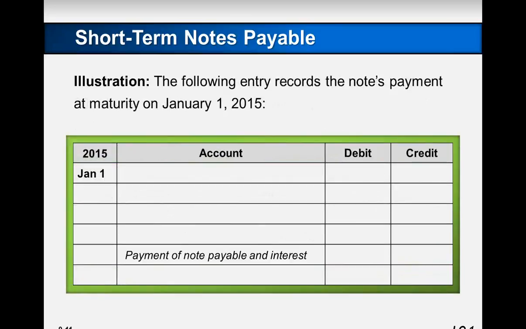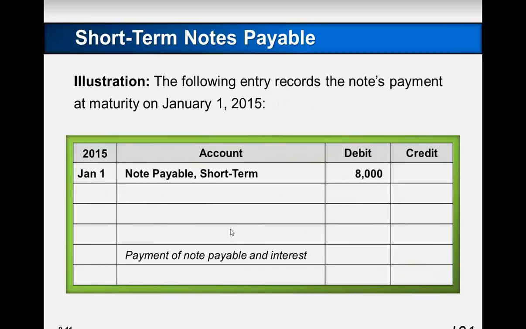The following entry records the note's payment at maturity. If we want to record a short-term note payable once it matures, mature means its due date. At its due date, we would need to zero out or remove any balance that we had in that note payable. We would have to remove anything that we had in the interest payable account. We have to record the remaining interest expense for the remaining 3 months, and we have to pay the cash.